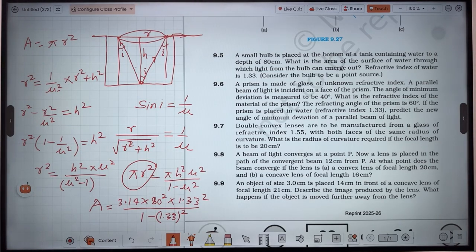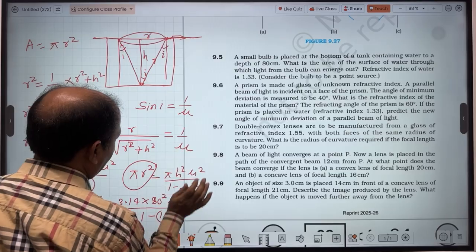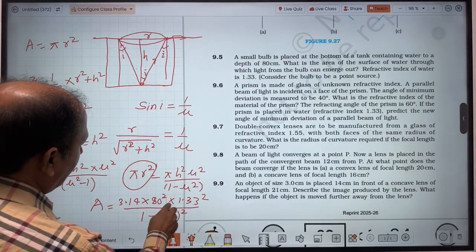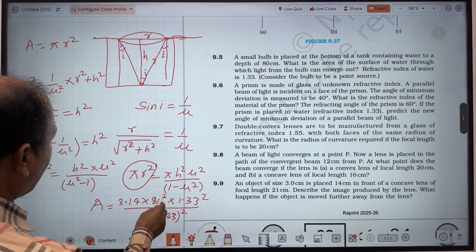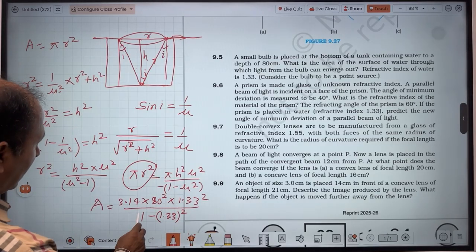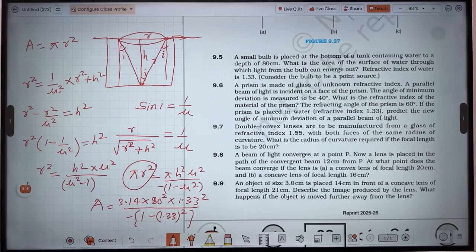Is it correct? No. Here it is written by mistake. I have written here 1 minus mu square. It should have been mu square minus 1. So do one thing, put a minus sign here and make it negative. So it will be the same.